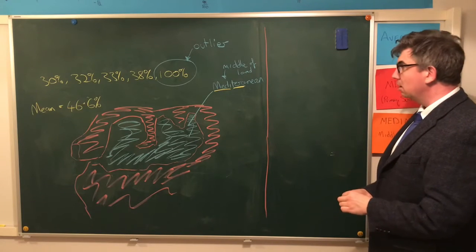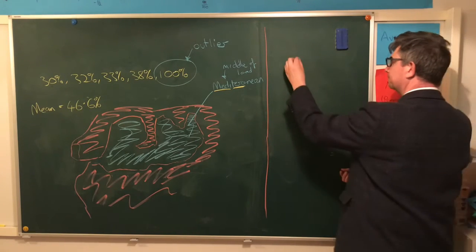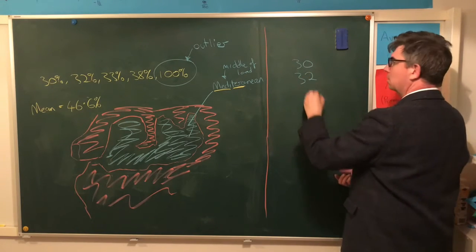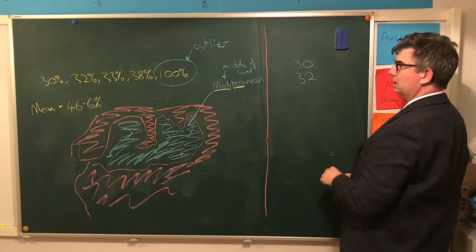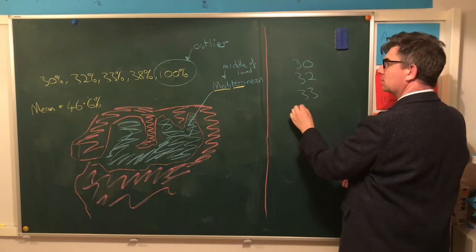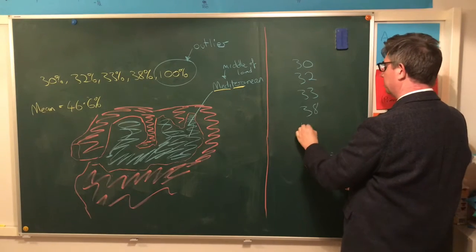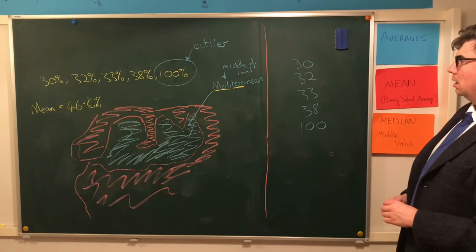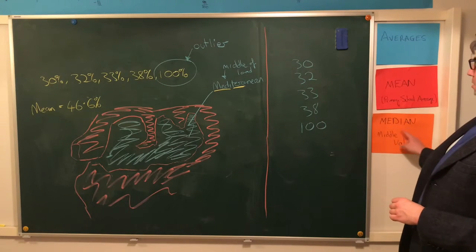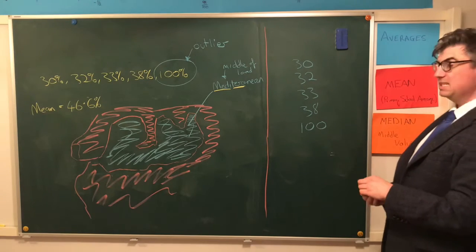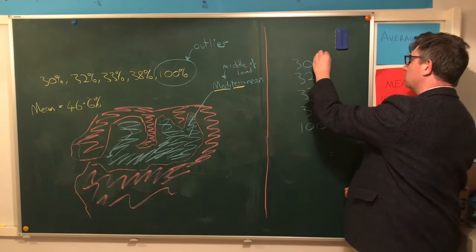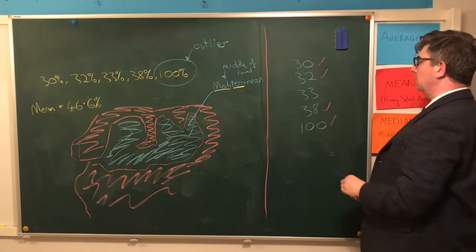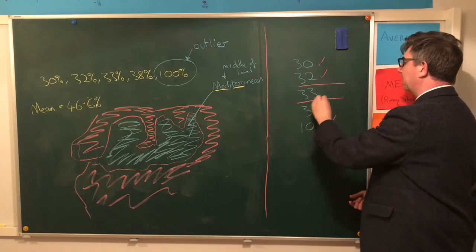So what do we have here? Well, we have a 30, he's the smallest, and the next smallest is 32, and the next smallest is 33, next smallest is 38, and the biggest was 100. So I've listed them in order, and the middle one, the median, I get to by ticking off. I tick off the smallest one with the biggest one. I tick off the next smallest one with the next biggest one until I'm left with one in the middle. And that guy there is the median.